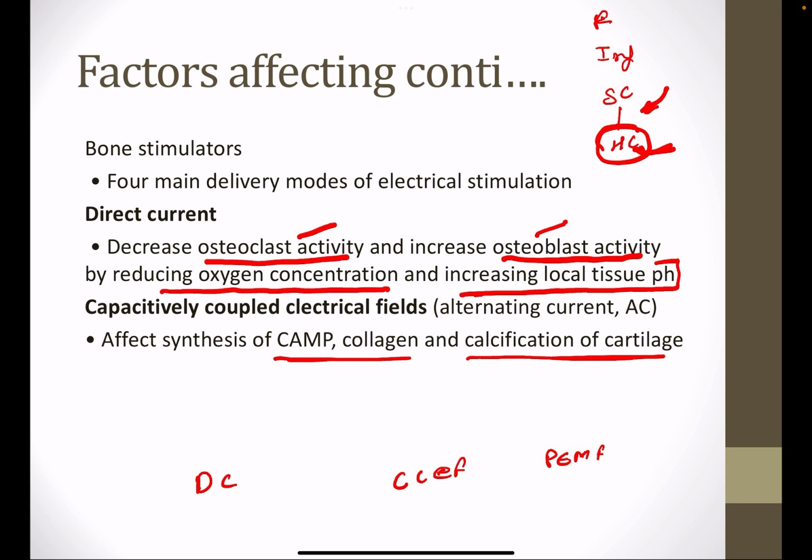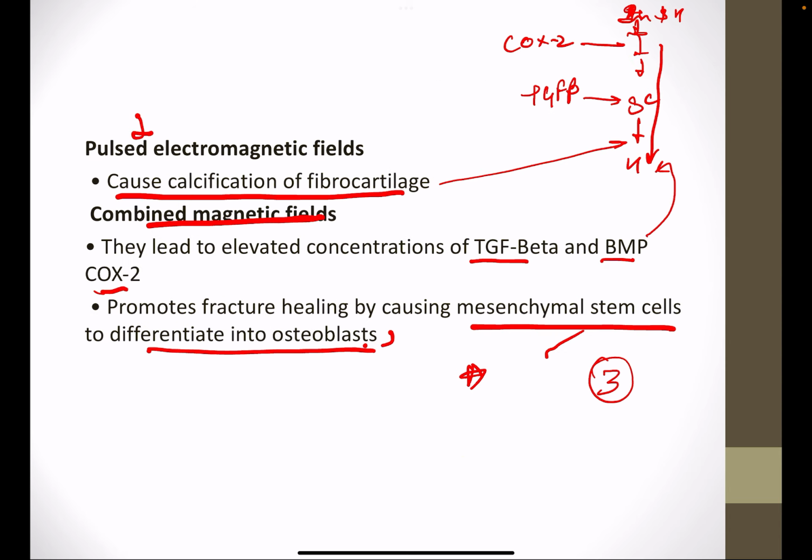Direct current increases osteoblastic activity, decreases osteoclastic activity by reducing oxygen concentration and increasing local pH at the fracture site. Capacitive electrical current field, again, increases collagen and cAMP and causes calcification of cartilage. Pulse electromagnetic field again helps in calcification of fibrocartilage. Combined magnetic electric field affects 3 stages: stage of inflammation via COX-2, TGF beta stage of soft callus, and BMP stage of hard callus. Simple, understood.